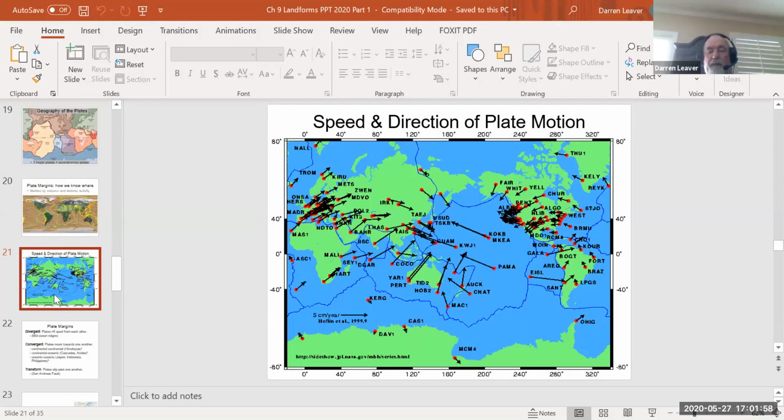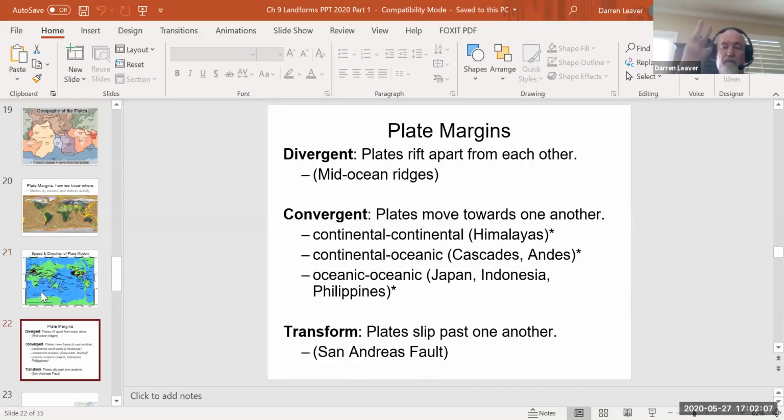Again, more on that to come, because we have to talk about these edges of plates, again, where all the action takes place. So our plate boundaries or plate edges come in three different varieties: divergent, convergent, transform.